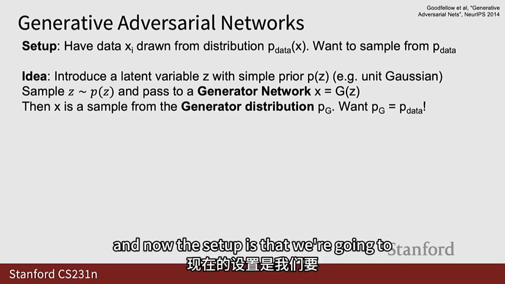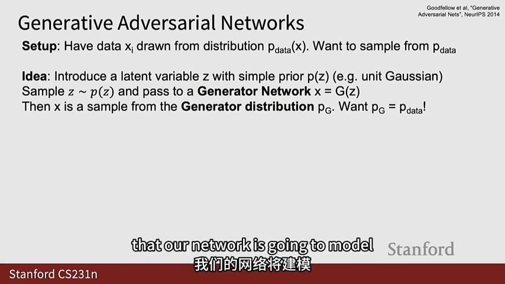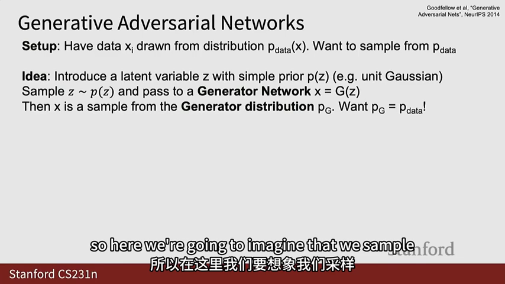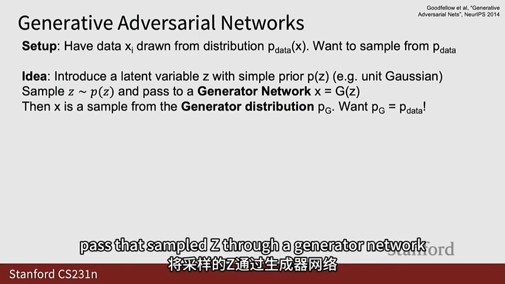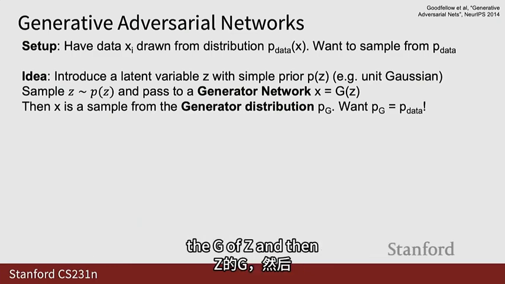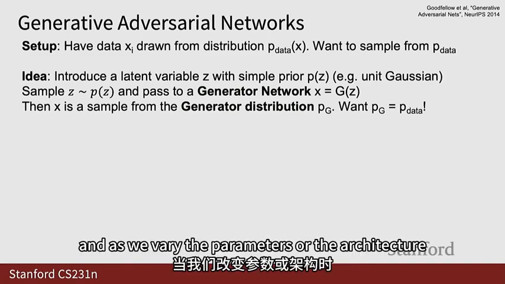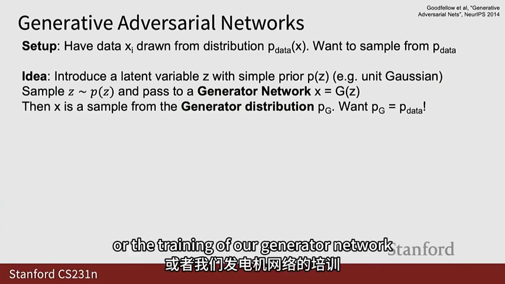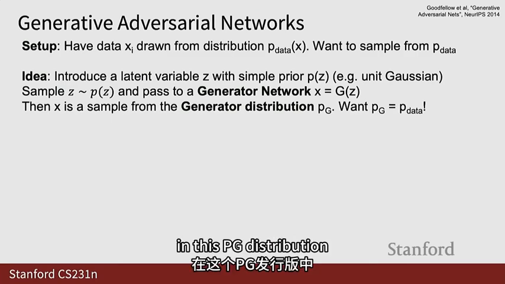And now the setup is that we're going to imagine some data generating process that our network is going to model. So here, we're going to imagine that we sample a z according to our known distribution p of z, pass that sampled z through a generator network, g of z, and then that x is going to be a sample from some generator distribution pg. And as we vary the parameters or the architecture or the training of our generator network, that is going to induce different kinds of distributions that we sample from in this pg distribution.